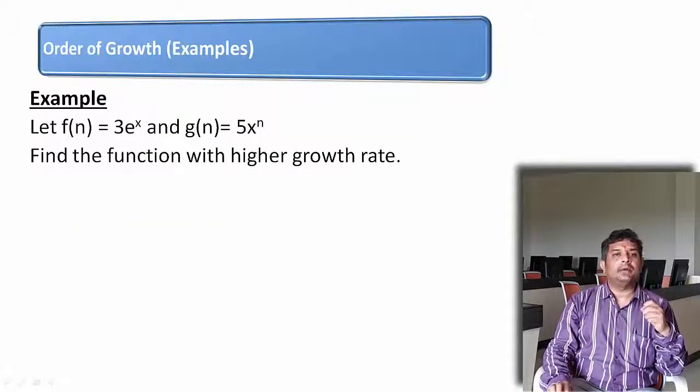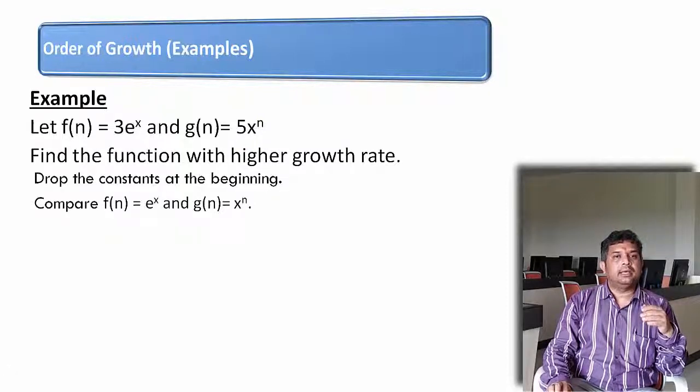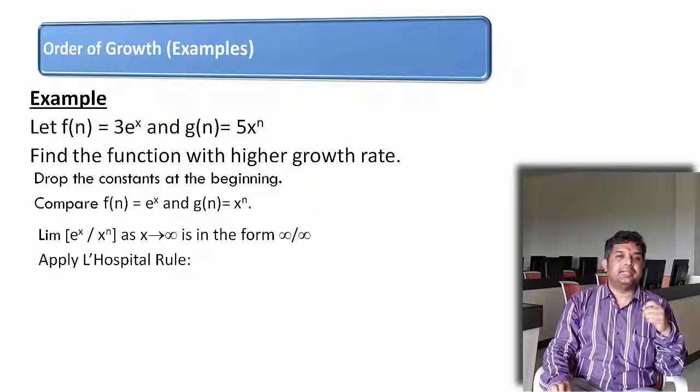Let us take one more problem. Fn equal to 3 e to the power x and Gn equal to 5 x to the power n, and we need to find the order of growth. Here 3 and 5 are constants, so we need to drop them. We will be comparing Fn equal to e to the power x and Gn equal to x to the power n. Now let us take the limit.